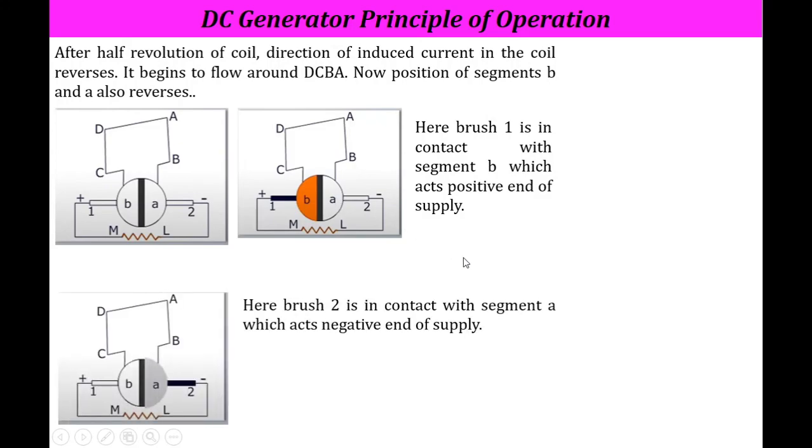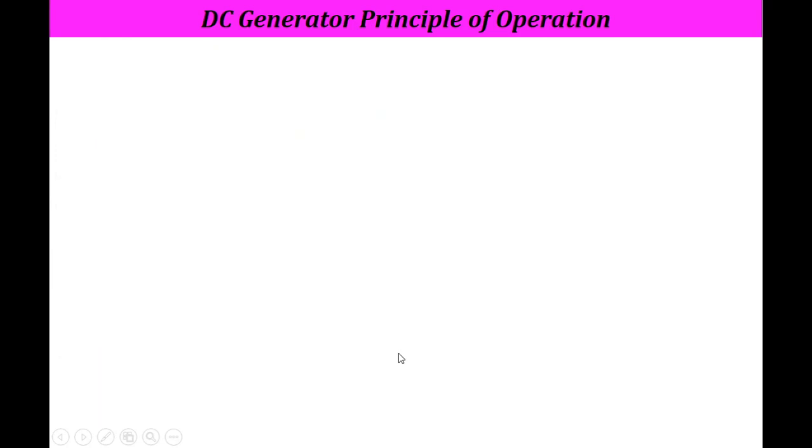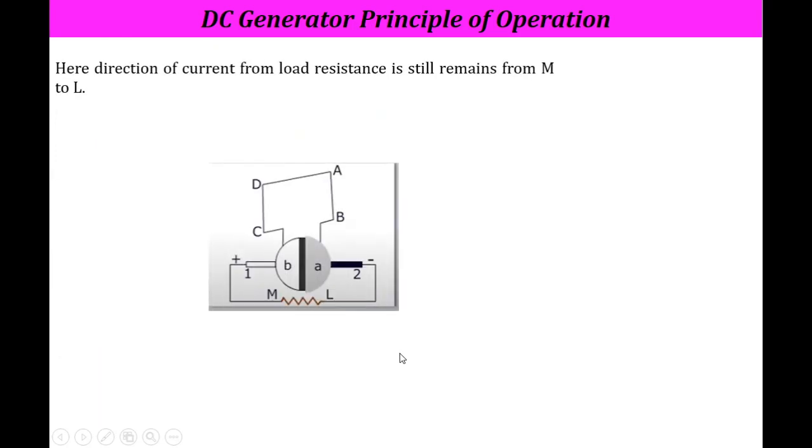Now what is the direction of the current? Here the brush 2 is in contact with the segment in which it acts as the negative end of the supply. So therefore, what is the direction here? You will observe that this is the direction, so the direction remains the same. Here you will observe that it is from L to M, that is from the outer side. So the direction is not going to change here.